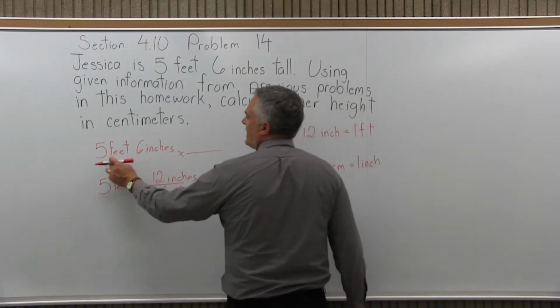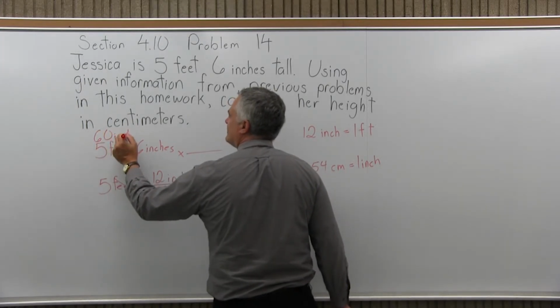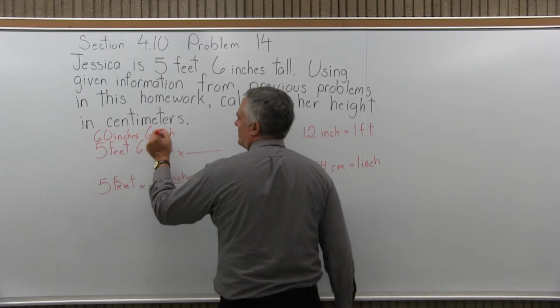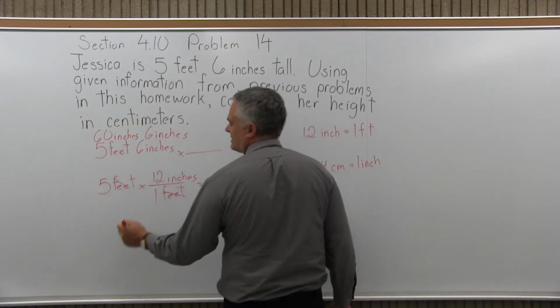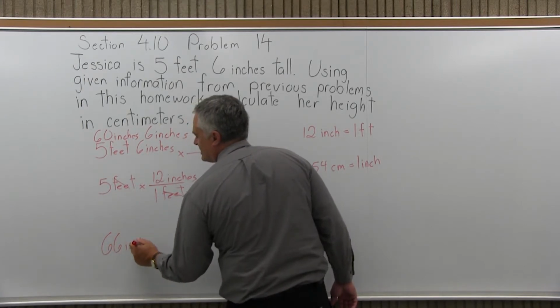So Jessica is 5 feet 6 inches, so that's 60 inches and 6 inches. Well, now the 60 inches and 6 inches, everything is in inches. I have 66 inches.